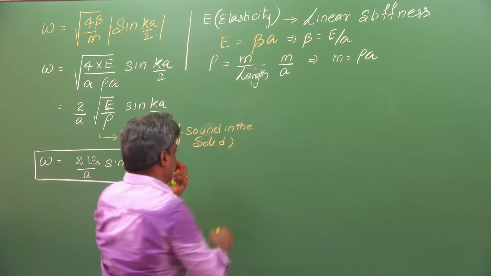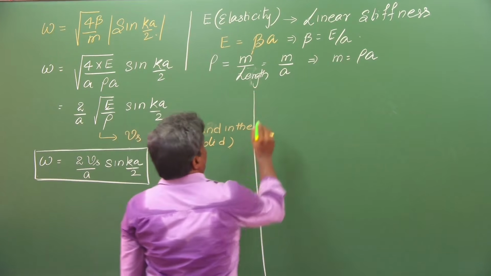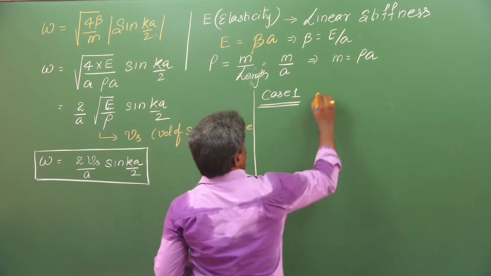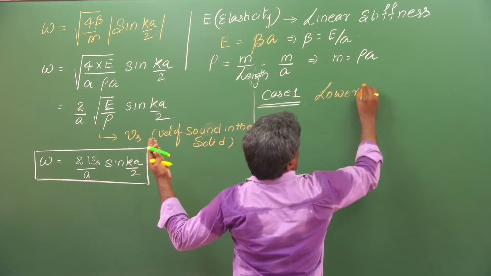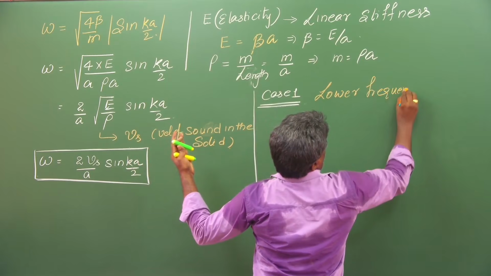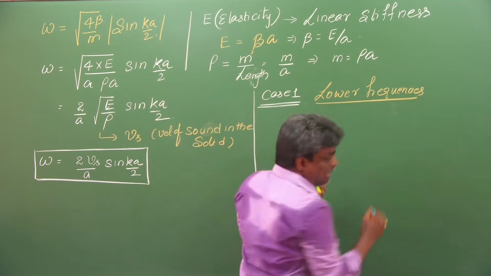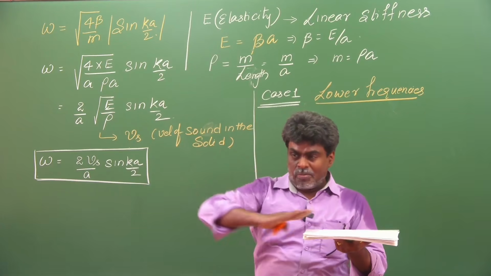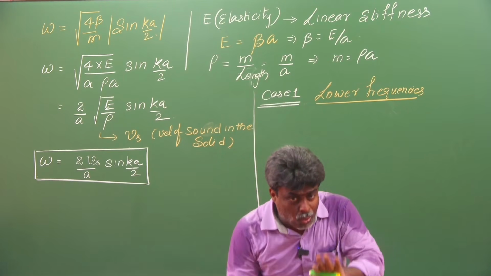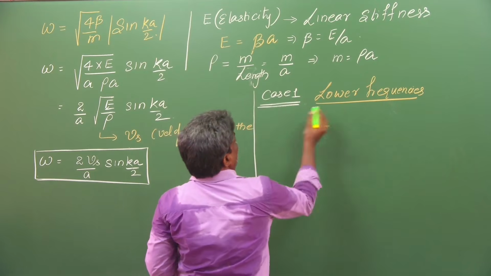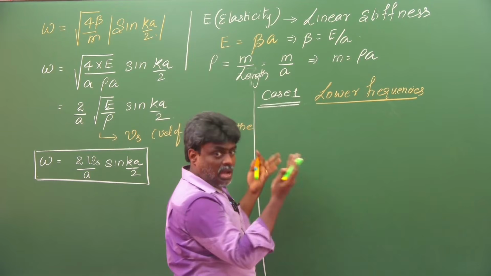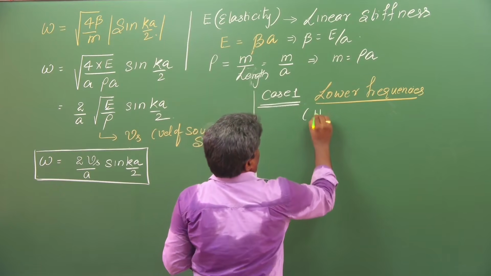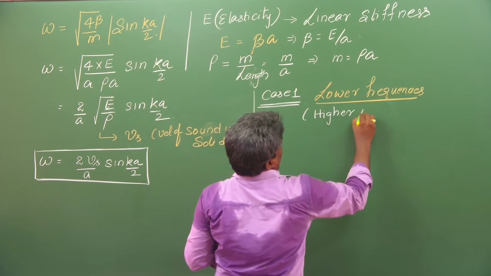Everybody understand? Right. Now see the board. Now we are taking the first case, case 1: lower frequencies. That means I am sending an electromagnetic wave through this 1D lattice which has a very low frequency. Low frequency means higher wavelength, larger wavelength. Are you listening?